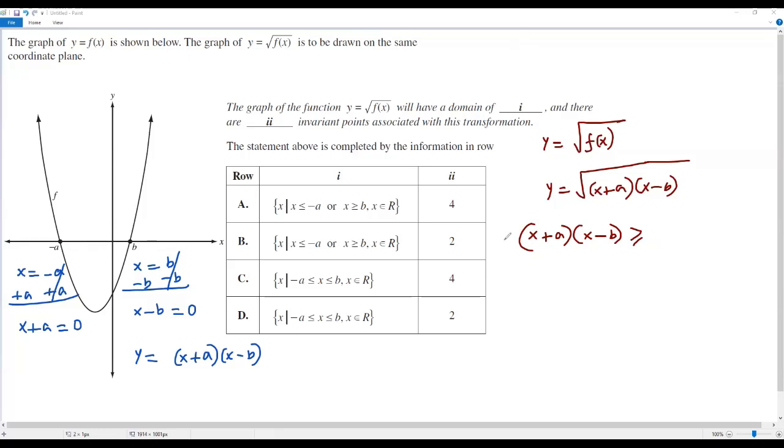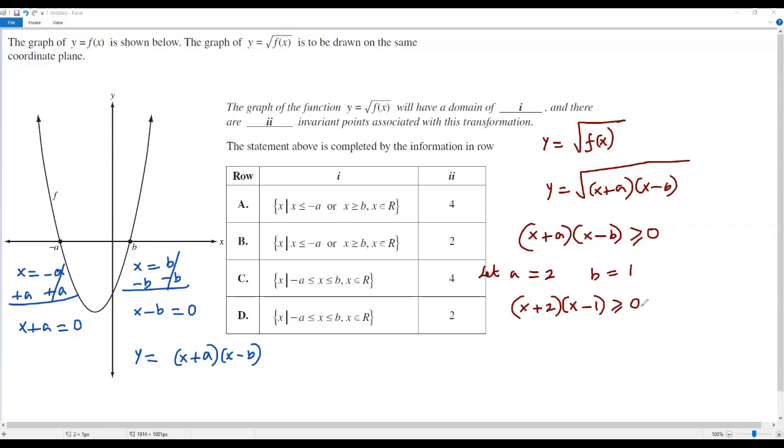So I assume a equals 2 and b is equal to 1. It's just my assumption. Sorry, a equals 2 and b equals 1. Now we can plug in a equals 2 and b equals 1 in this inequality. Then I'll be getting (x + 2)(x - 1) greater than or equal to 0.